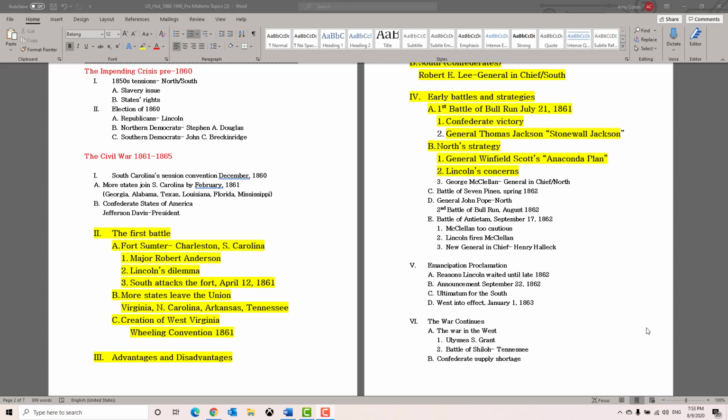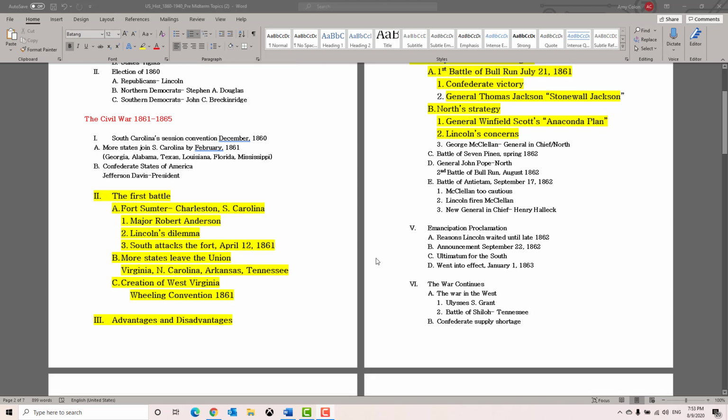The Civil War starts in 1861, and it doesn't start just because the South leaves the Union. Lincoln was still hoping that once he became president he could negotiate and compromise the South back to the Union. Of course, we know that's not going to be the case, but that was the hope anyway. Let's talk about Fort Sumter and how we get to the first battle of the Civil War.